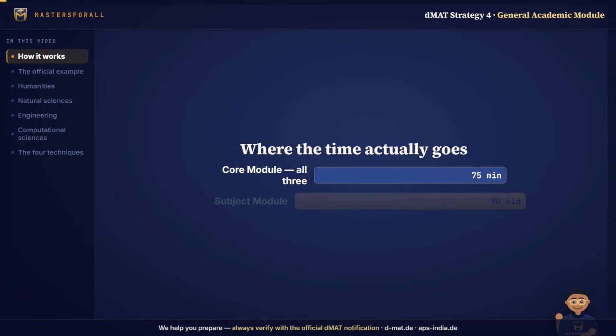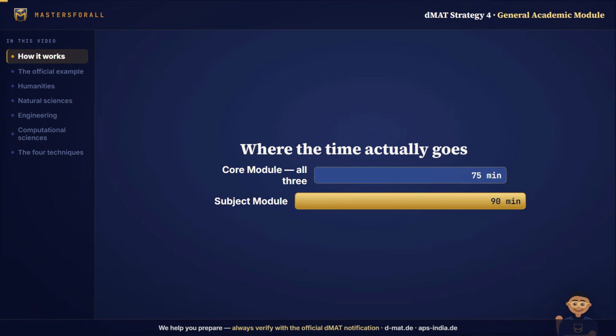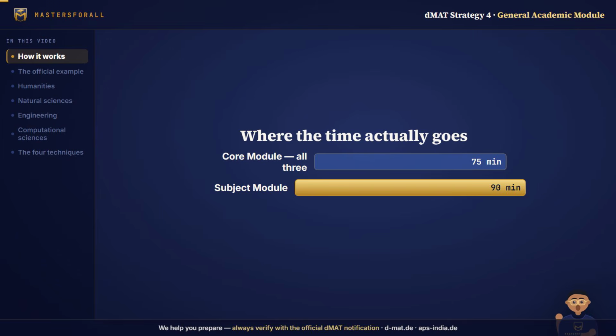The 3 core subtests get 25 minutes each, 75 together. The subject module gets 90. One module longer than the other 3 put together. That is where this exam is won.